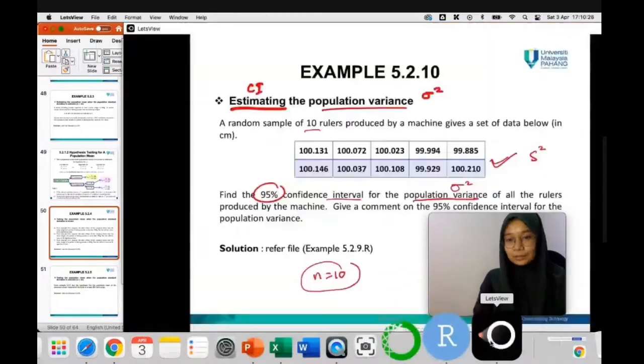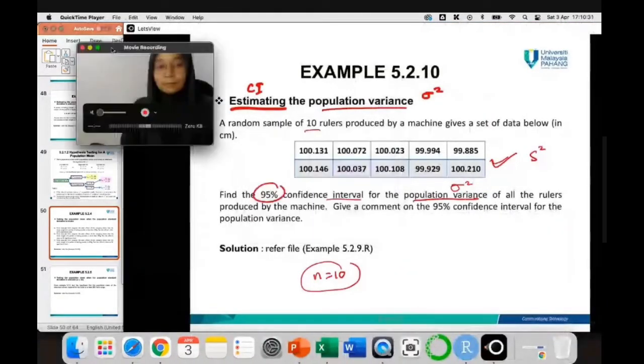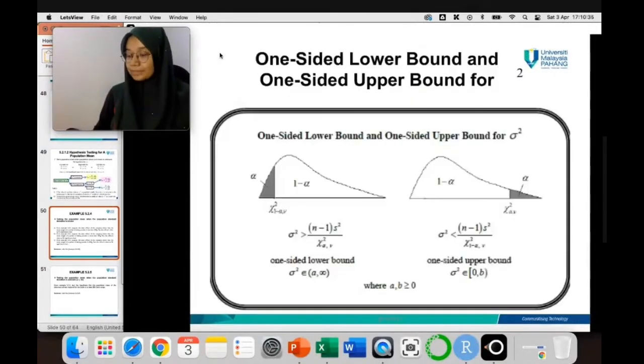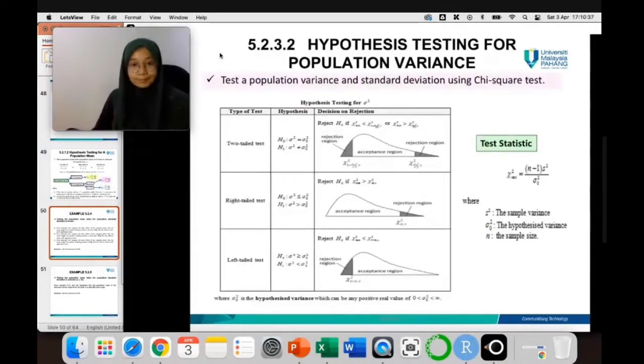Okay. So the last one after you estimate the population variance is the hypothesis testing for population variance. So hypothesis testing for population variance. So tengok kat sini.